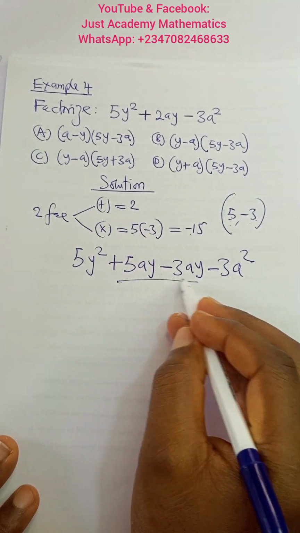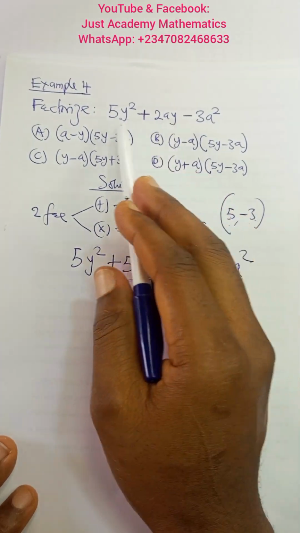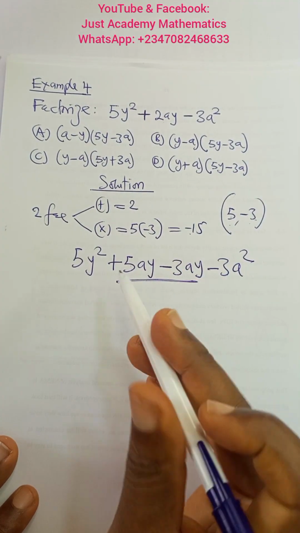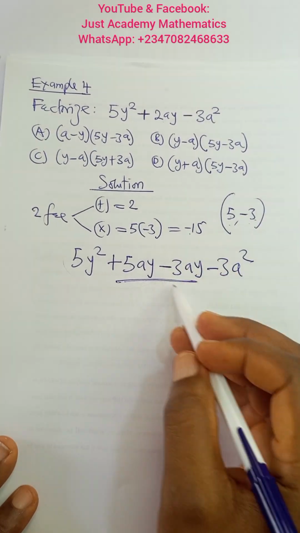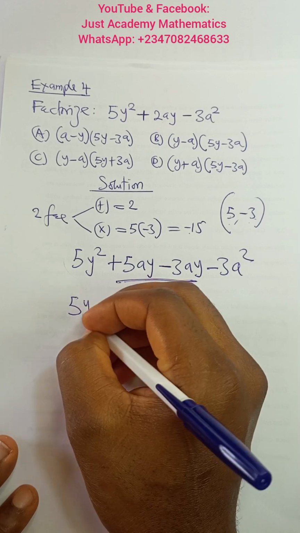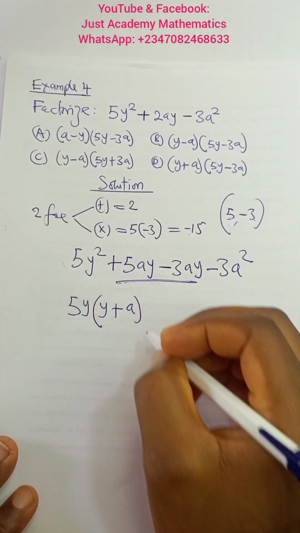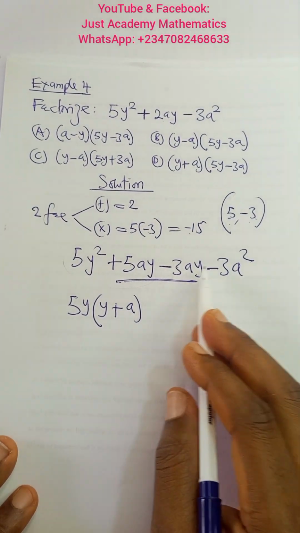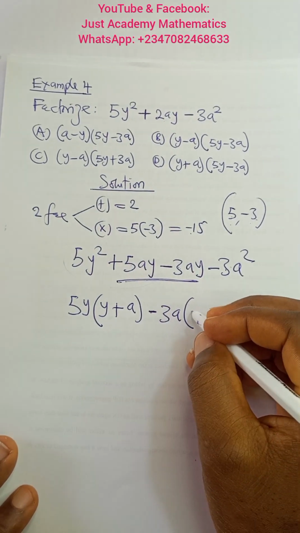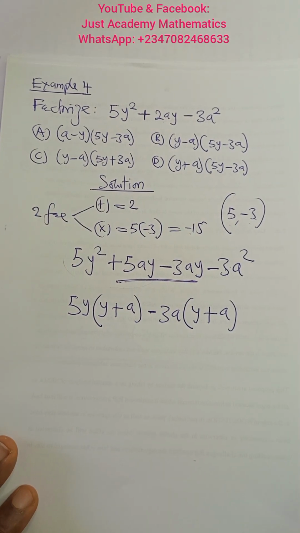So this is still the same thing as this 2. 5 minus 3 will give you 2. But with this, we can now group them: the first two and the last two. In the first two, what is common? 5y can come outside, and what will remain is y plus a. Are you seeing it now? Then in the last two, what is common? Minus 3a can come outside. What will remain? y plus a. Can you see that now?